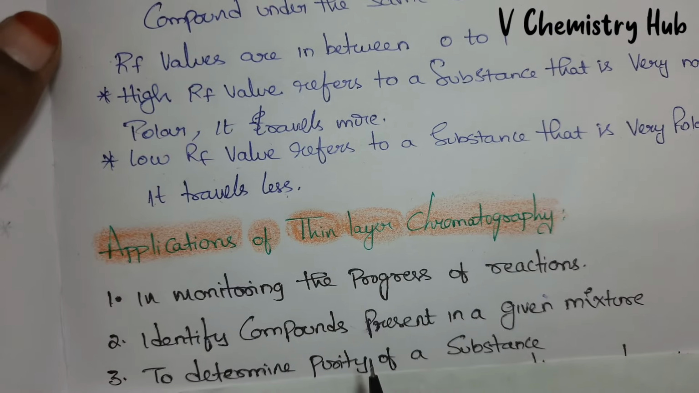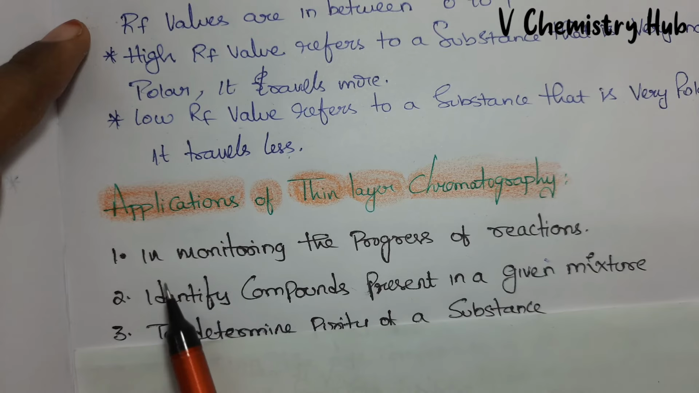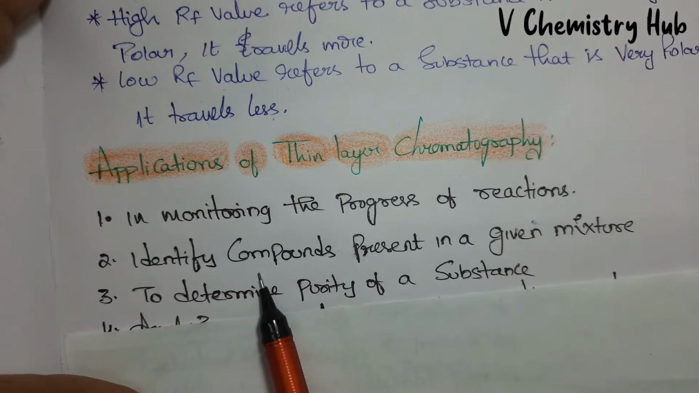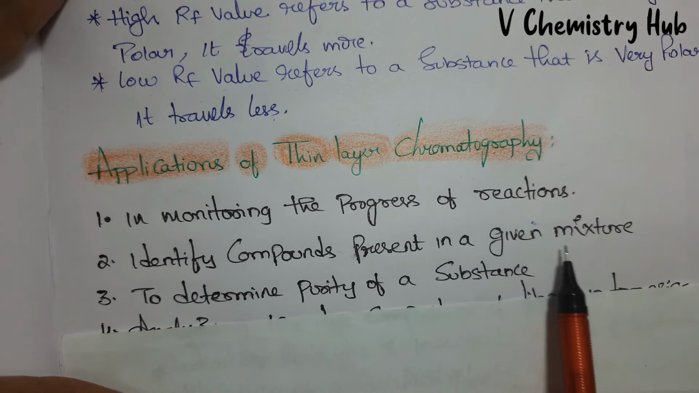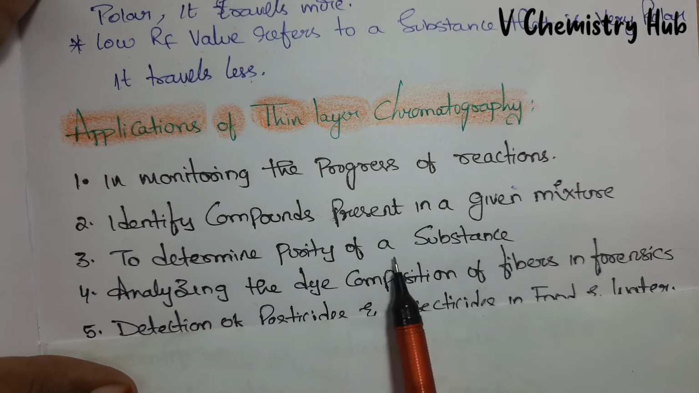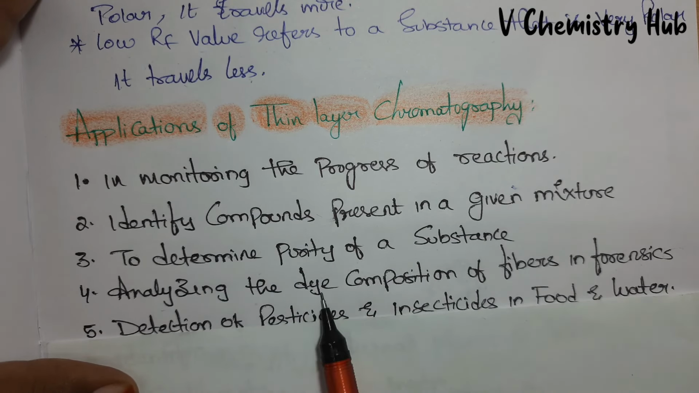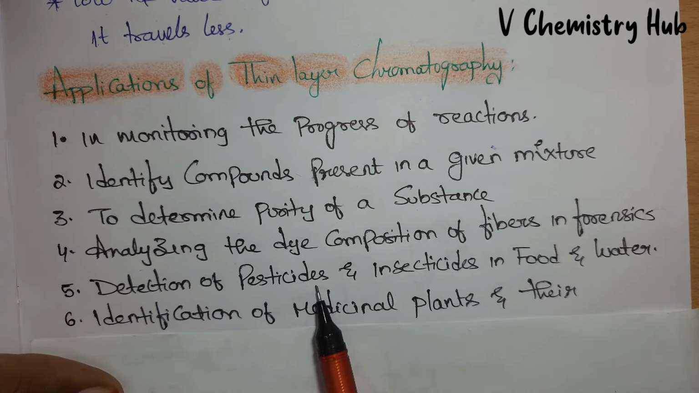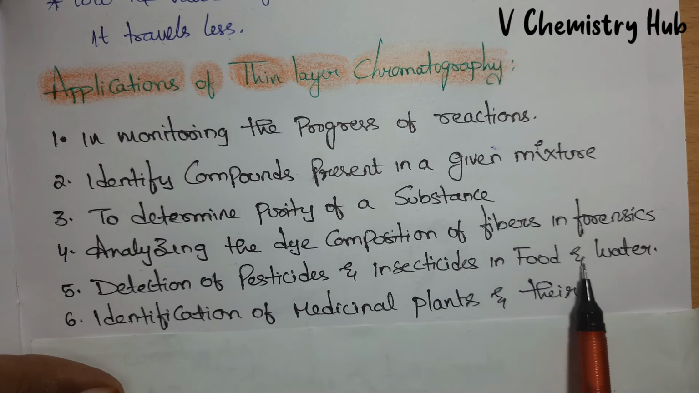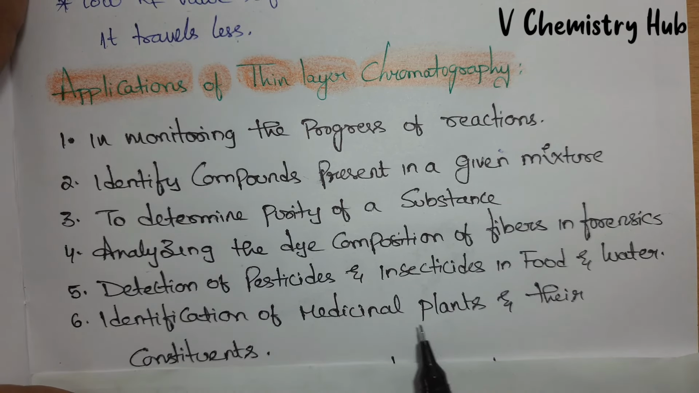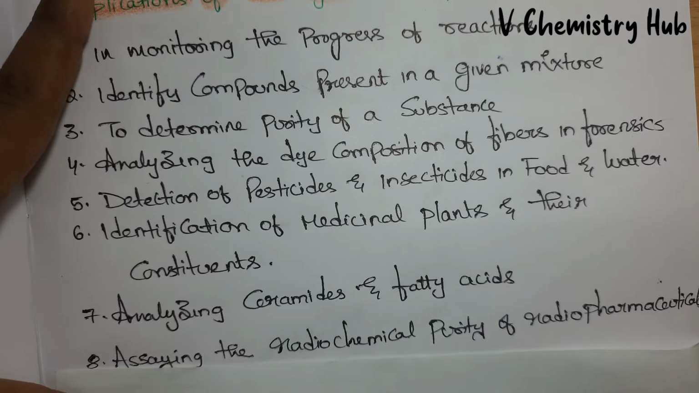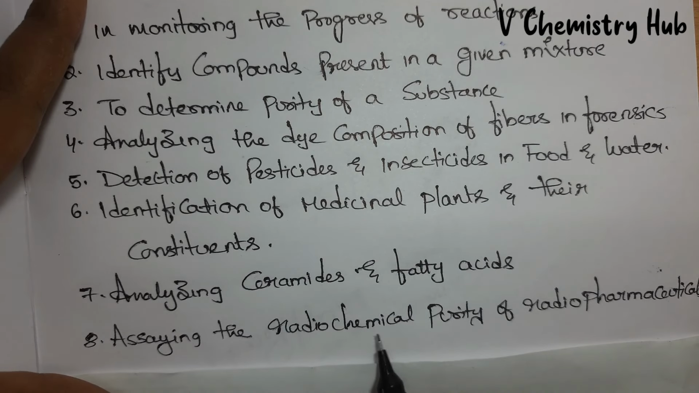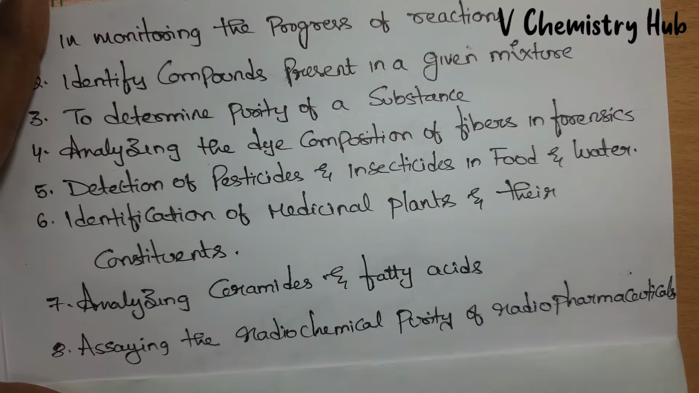Now coming to the applications of thin layer chromatography. It is used in monitoring the progress of reactions and identification of the compounds present in a given mixture, and it is used to determine the purity of a substance and analyzing the dye composition of fibers in a forensic laboratory, and the detection of pesticides and insecticides in food and water, and for the identification of medicinal plants and their constituents, and for analyzing ceramides and fatty acids, and assessing the radiochemical purity of radiopharmaceuticals.